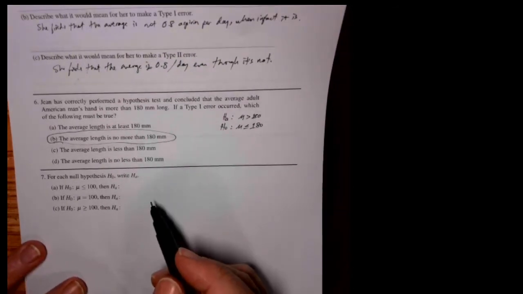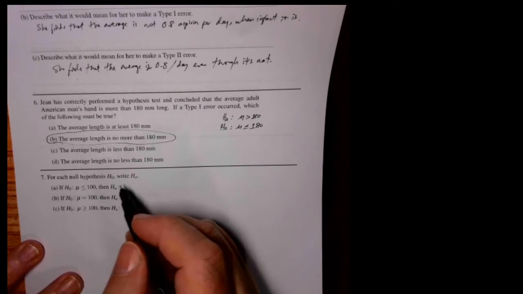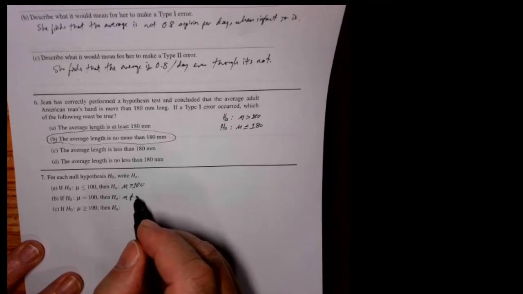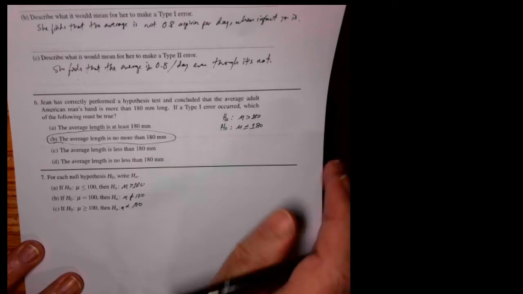All right, for each null hypothesis H0, write HA. So if H0 is mu is less than or equal to 100, then HA is mu is greater than 100. I assume you can all do this easily by now. Equal, mu is not equal, greater than or equal to, less than. Oops, mu is less than 100. All right.